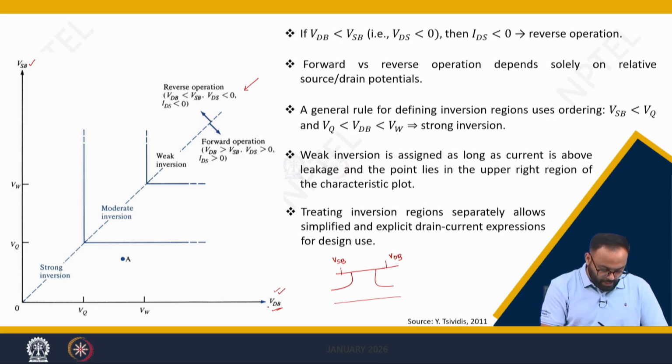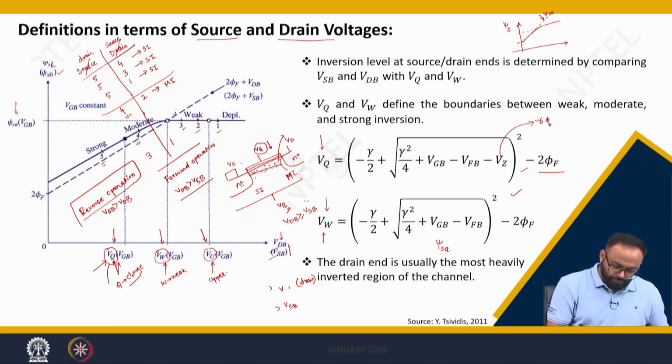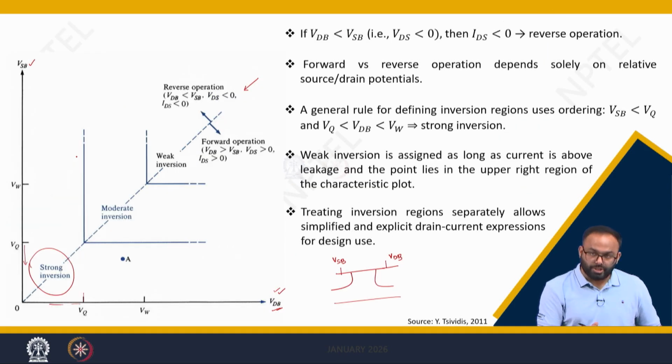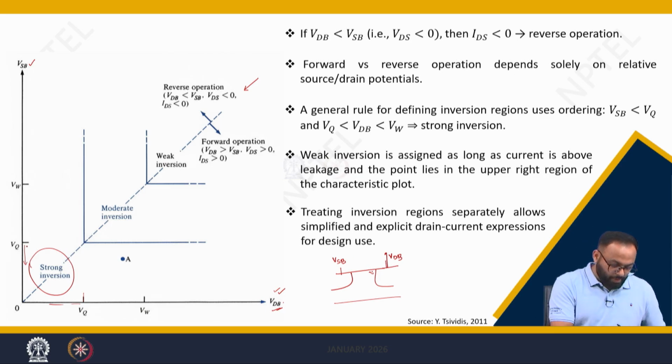Now see, if VDB is less than VQ and VSB is less than VQ, meaning surely you are in strong inversion, correct. You can see from here, if your VDB and VSB are less than VQ, it means both the channel ends are strongly inverted. It means you are in strong inversion. Suppose VDB is increased, then the inversion charge density at the drain end will decrease, but at the source end, if you maintain the voltage less than VQ, you are in strong inversion. So you can see simply a strip like this.